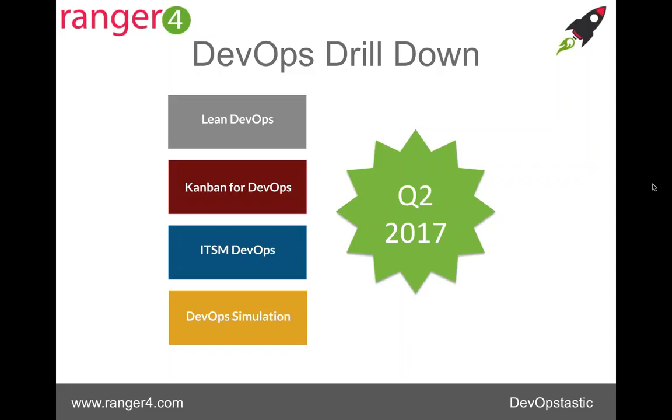IT service management, we talk about agile and we talk about all kinds of security and testing and stuff. But really, what do we mean by IT service management? What does the new IT service management look like? And how can it help the development of an idea until it's fully operational across the idea to realization life cycle? And lastly, something that Ranger 4 again contributed to was DevOps simulation.